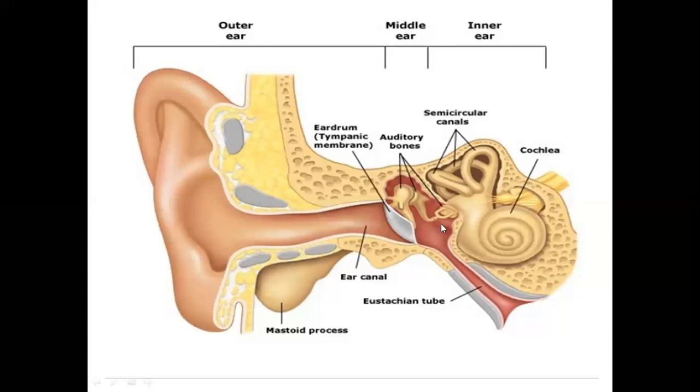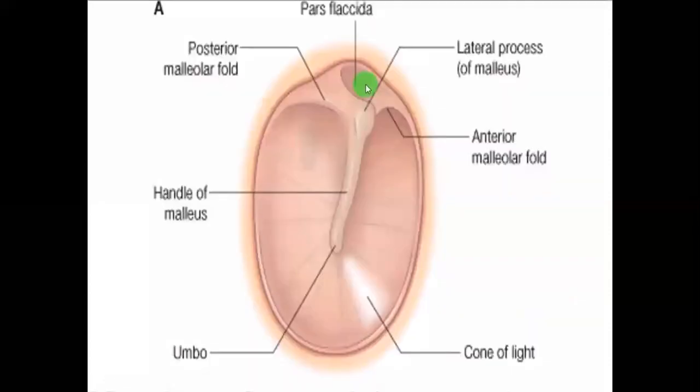So the inner side of the membrane is actually towards the middle ear cavity, and the outer side is towards the external auditory canal. The outer side is concave, and the inner side is convex, and over the convex side we have the attachment of the handle of the malleus. So this is the handle of the malleus, which is attached over the convex side of the tympanic membrane, which is the inner side of the tympanic membrane.